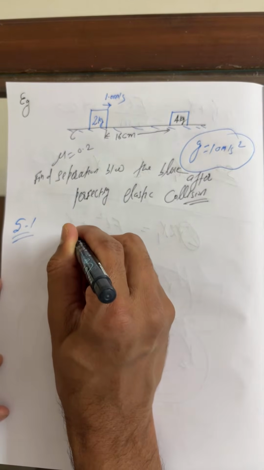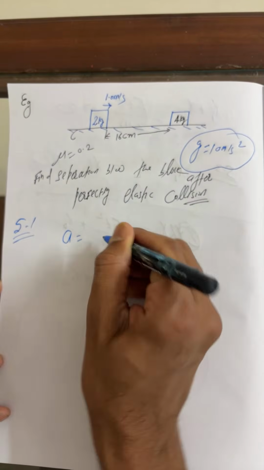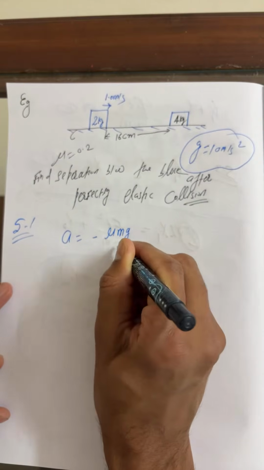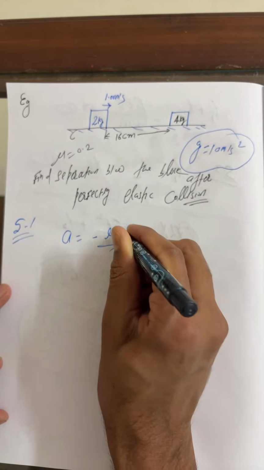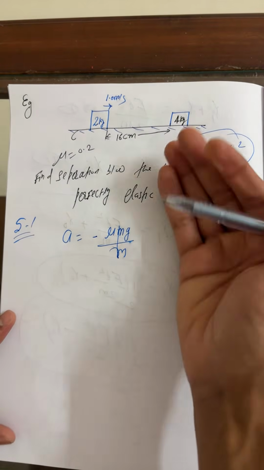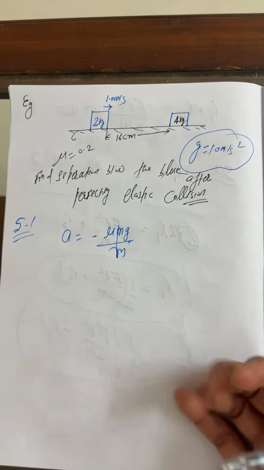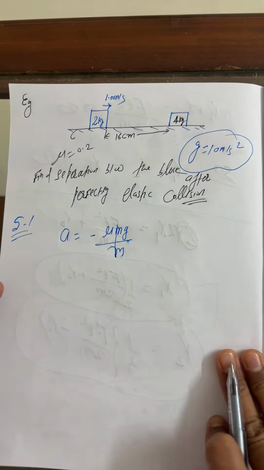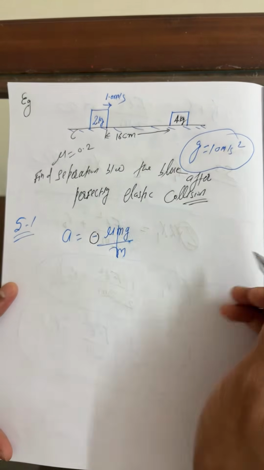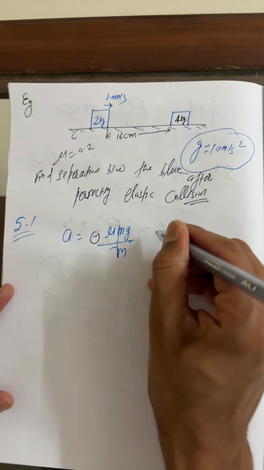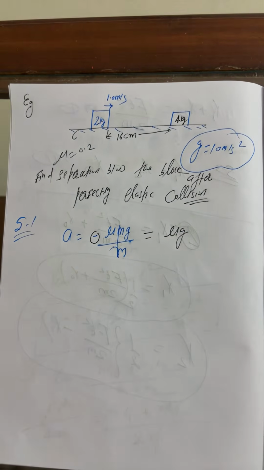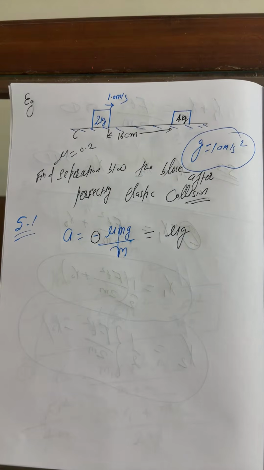So here, students, you can write retardation equals mu m g upon m. Mass remains common here, because this block is initially at rest. So this block has only this retardation, or you can say deceleration. So acceleration, my dear, is nothing but mu g only.